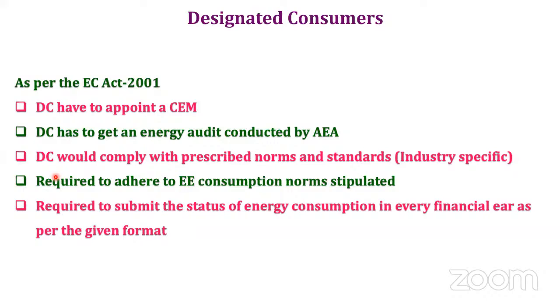So that is possible. This is called the PAT cycle, PAT: perform, achieve, trade. Any designated consumer should come under the PAT cycle. Perform: the 5% performance you are committing to should be performed. Achieve the value and trade it. If you have overachieved, you can trade it. If you have underachieved, a penalty will be imposed. This is the case.